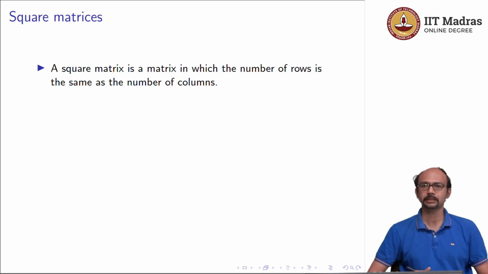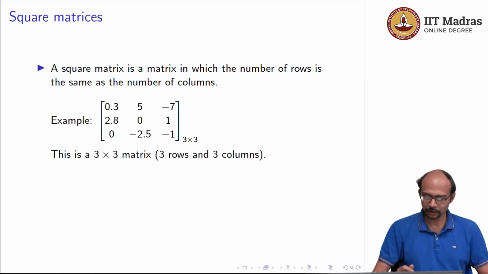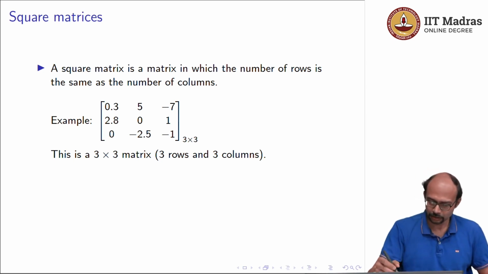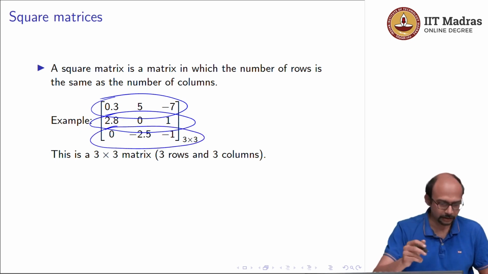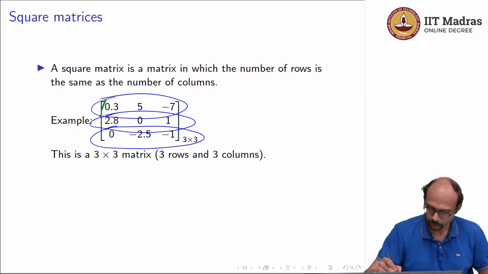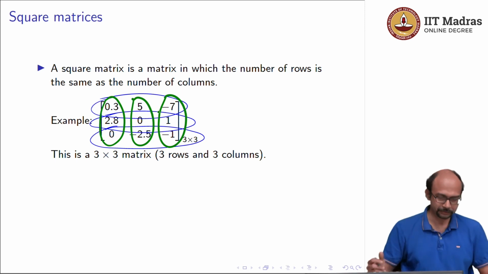Let's move on and look at some special kinds of matrices. As we saw, matrices are rectangular arrays of numbers. A special shape within rectangles is the square. So let's talk about square matrices. A square matrix is a matrix in which the number of rows is the same as the number of columns. Here's an example. Here you have 3 rows and 3 columns. Just to jog your memory, here's the first row, here's the second row, here's the third row, and about the columns, here's the first column, here's the second column, and here's the third column.